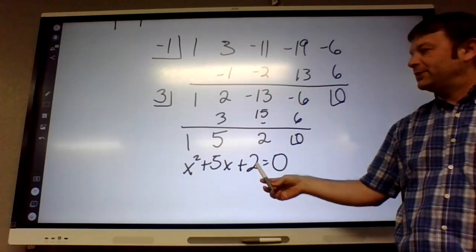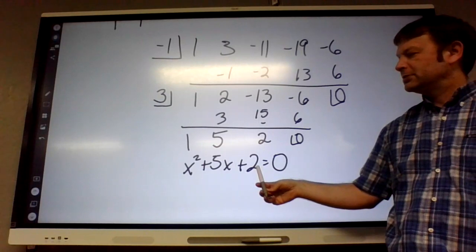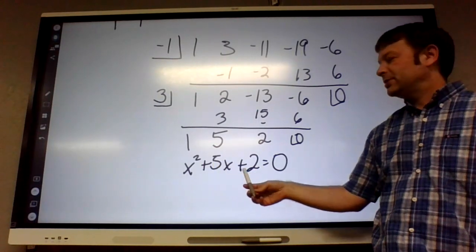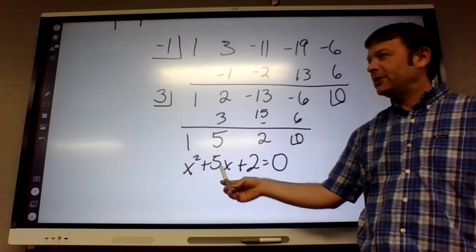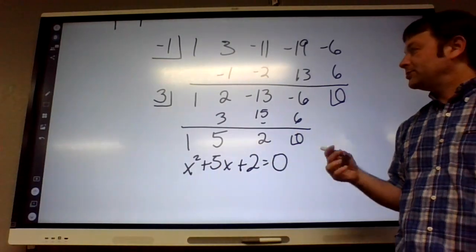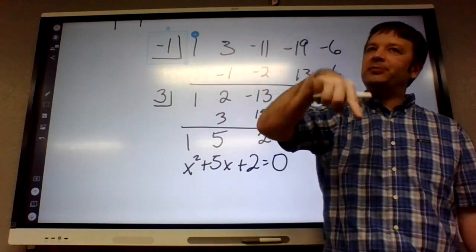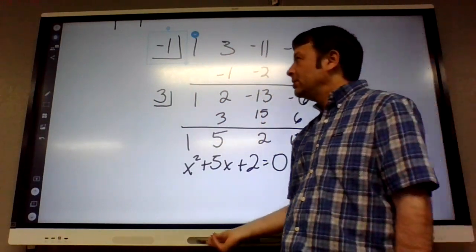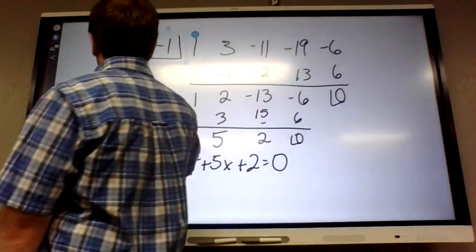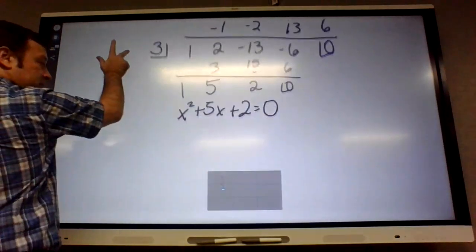Okay, does this factor? No. Does anything multiply into 2 that adds up to 5? No. So you have to use quadratic formula. So you got these 2 answers plus whatever comes out of the quadratic formula. Okay, that's where I'm gonna get off the bus.